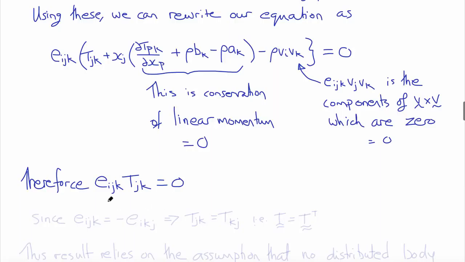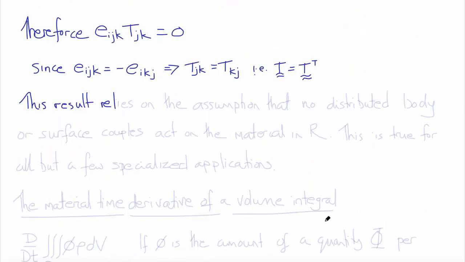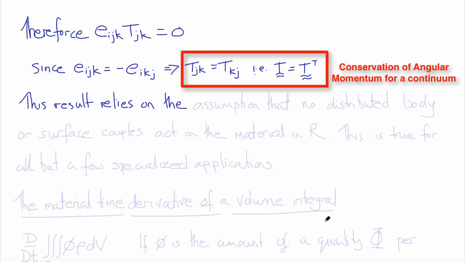And now if we recognize that e_ijk is equal to the negative of e_ikj, which we get by switching the indices k and j, then that would suggest that the only way that this could all sum to 0 is if t_jk is equal to t_kj, in other words, if the Cauchy stress tensor is symmetric. So this is the same result we got more easily before by considering the equilibrium of the stresses. And this result only relies on the assumption that there are no distributed body or surface couples acting in the material R.